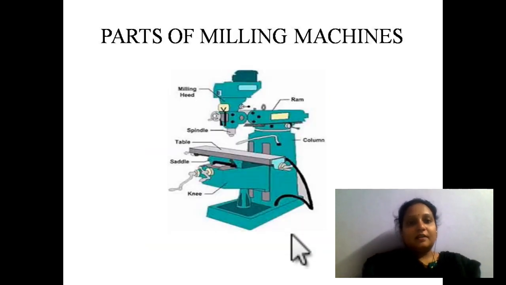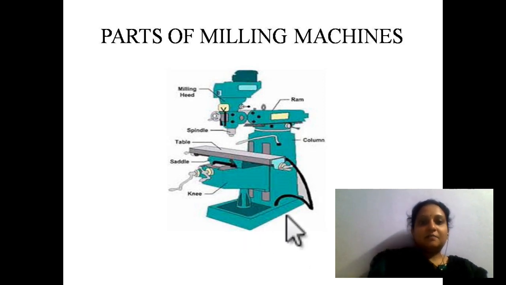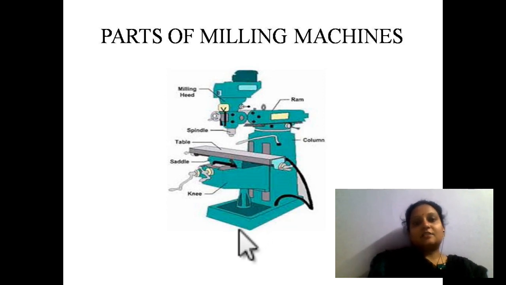So let us first look at the parts of a milling machine. This milling machine is generally mounted on the floor, and this is called the base. The part which is mounted on the floor is called the base, and the base will have a vertical column, and this vertical column will have all the wires, and also it gives vertical support for the machine for the movement of the table and the saddle. So this is a column, and this is the knee. Knee is the supporting column for the table and the saddle.